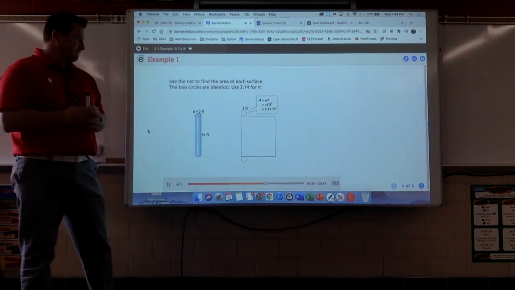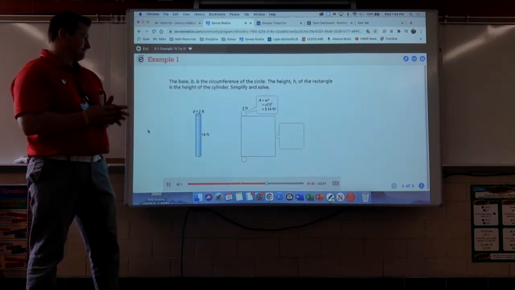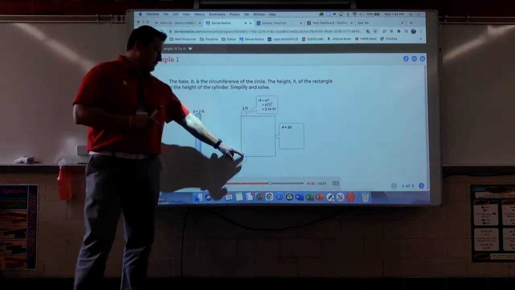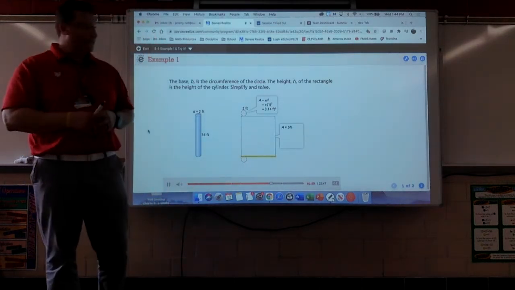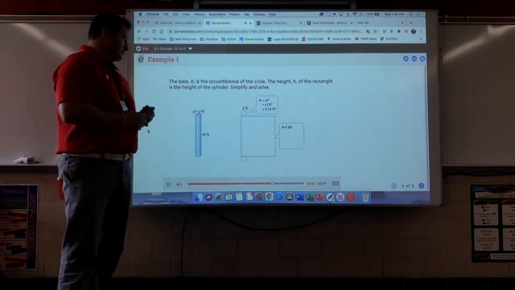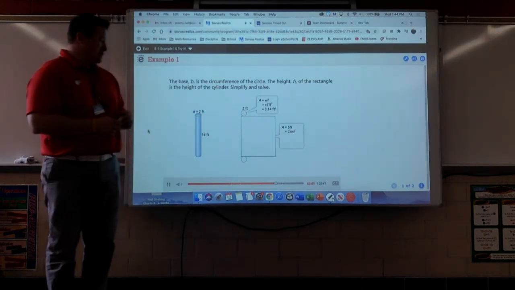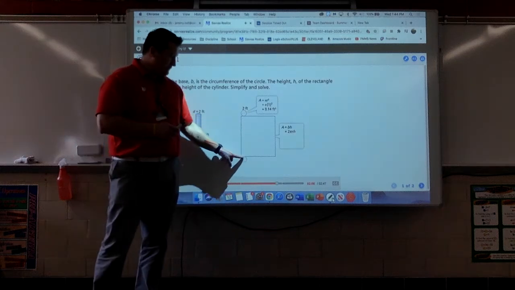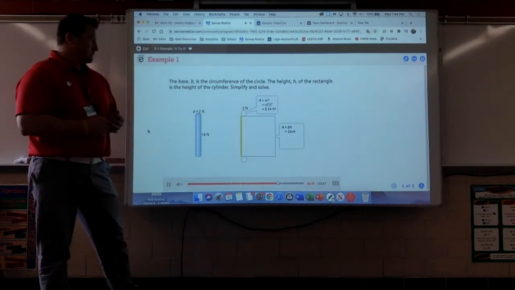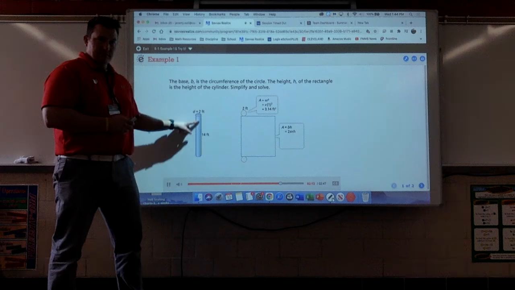The formula for the area of the rectangle is area equals base times height. Base times height, or length times width, same difference. The base, b, is tricky. It's the circumference of the circle. The circumference equals 2 times pi times the radius, r. The height, h, of the rectangle is the height of the cylinder.